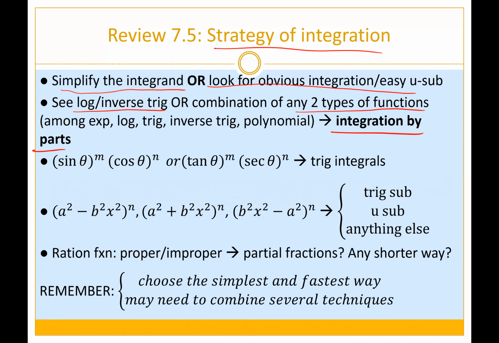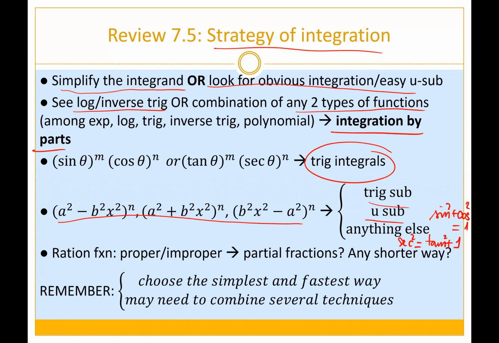And so if this still doesn't work, then if you see the integral in the form of sine to the m, cosine to the n, or tangent to the m, secant to the n, that's when you use trig integrals. And those are the materials that we learned last week. Then if you see these forms of trig substitution, so that's 7.3, then you can use trig substitution and u sub. And sometimes you need something else, like the one that I said, sine square plus cosine square is equal to 1, or secant square is equal to tangent square plus 1, things like that.